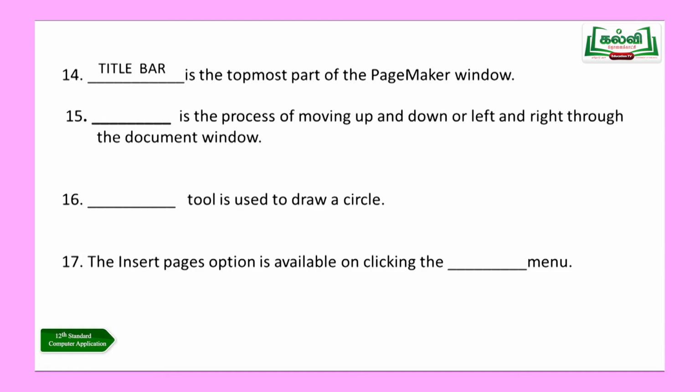We will move on to the 15th question. Dash is the process of moving up and down or left and right through the document window. The answer is scrolling. What is the difference between scrolling and moving the text? Moving the text means I am actually moving the text, but in scrolling the cursor stays at that point and the page moves.